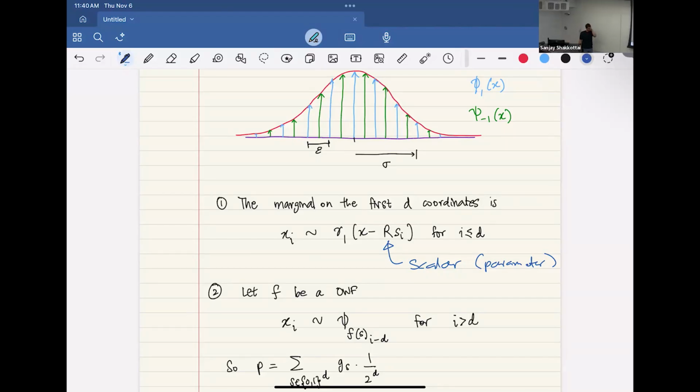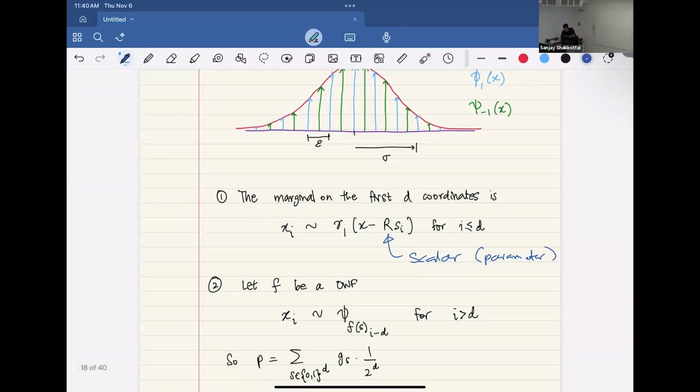And what is S sub I? It's the ith bit in that D-bit sequence. So it's 0 or 1. S sub I is just 0 or 1. Yeah, 0 or 1. Actually, maybe -1 or 1. Okay. But it's binary.